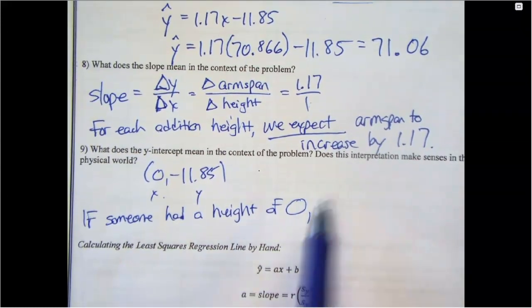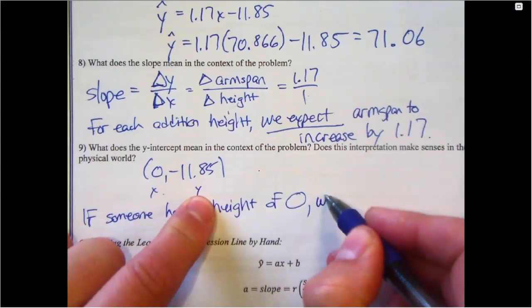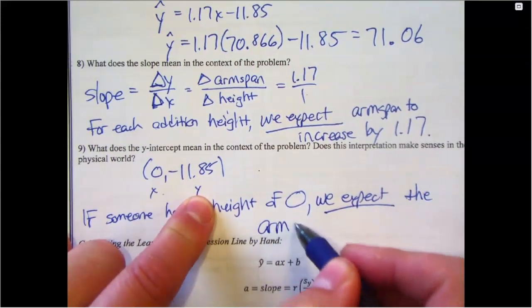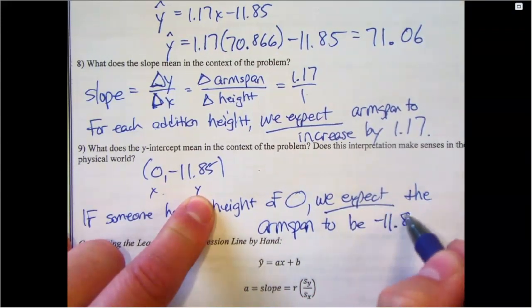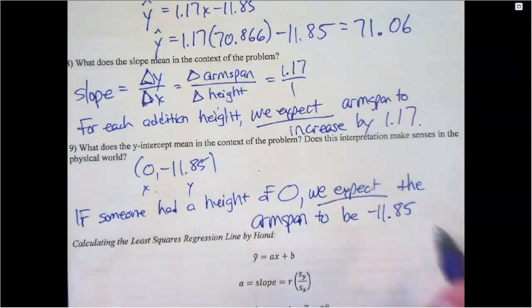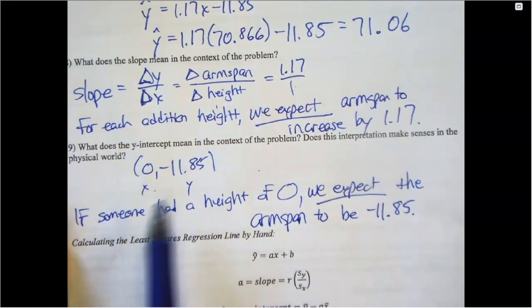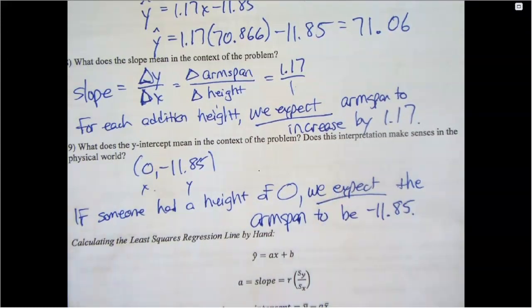and notice it says, does this interpretation make sense in the physical world? And it's not going to, but we're still going to interpret it. If someone had a height of 0, again, we expect the arm span, Elias expects the arm span to be negative 11.85. So that's just straight up interpreting what that point tells us. Don't worry about whether that makes sense or not yet. So when x is 0, this is the y-intercept, and you're just writing that out. And again, the we expect has to be there because it's not necessarily true. It's just what we expect based on our line.